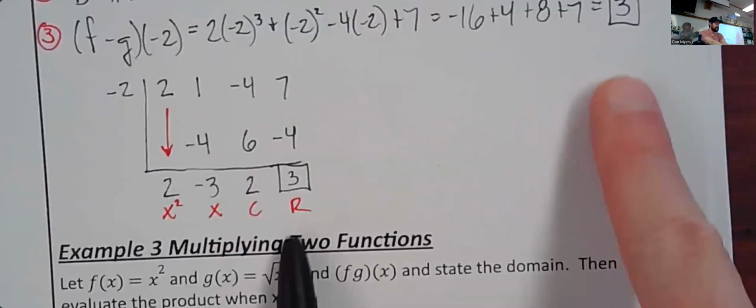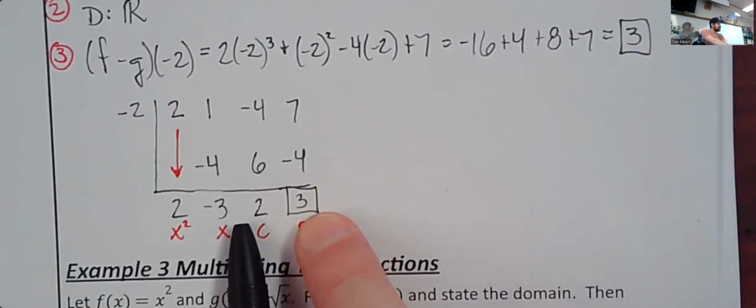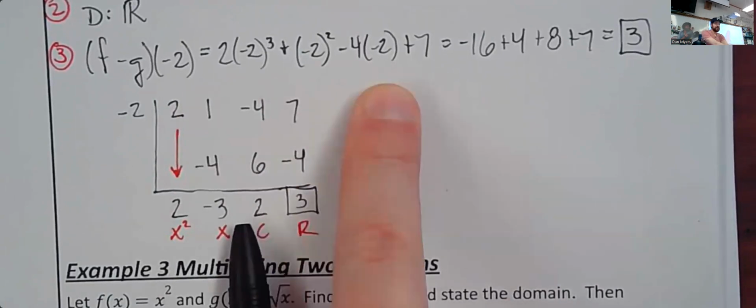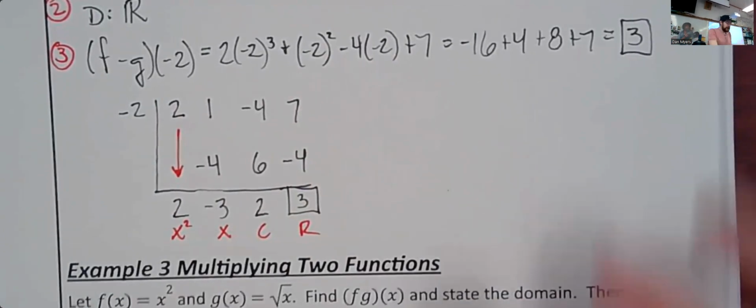So either way here is fine, by the way. I don't care which method you use. I just want to remind you that this is an option for evaluating a polynomial function for a certain value. So that's something you can do. It's not something you have to do. Okay. Example 3, multiplication of two functions. Let's keep going.